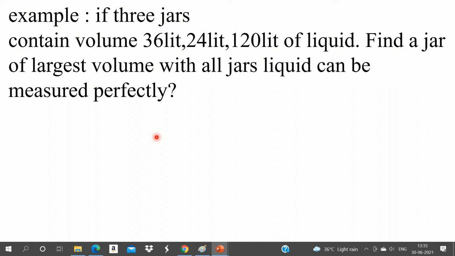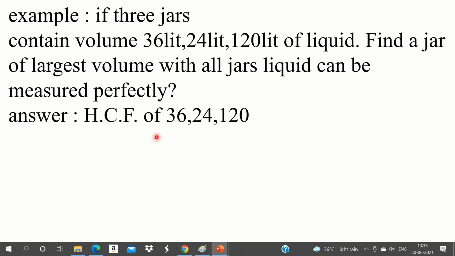If 3 jars contain 36 liters, 24 liters, 120 liters of liquid, find a jar of largest volume with which all the jars' liquid can be measured perfectly. You have to find a jar with which you can perfectly measure 36 liters, 24 liters, 120 liters. So you have to find the HCF of these three numbers. 36, 24, 120. HCF is what?